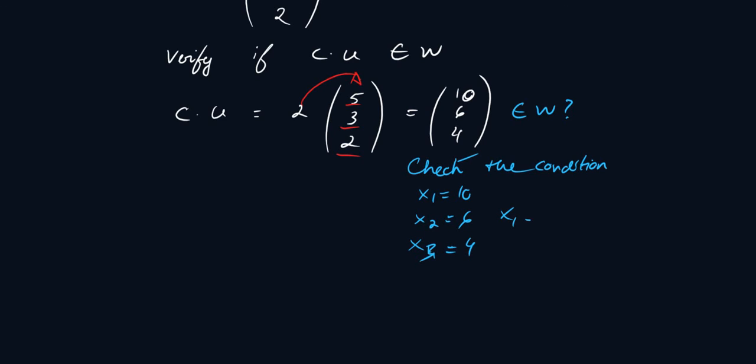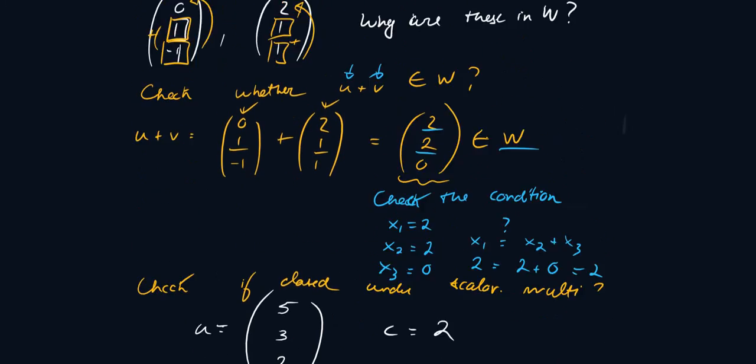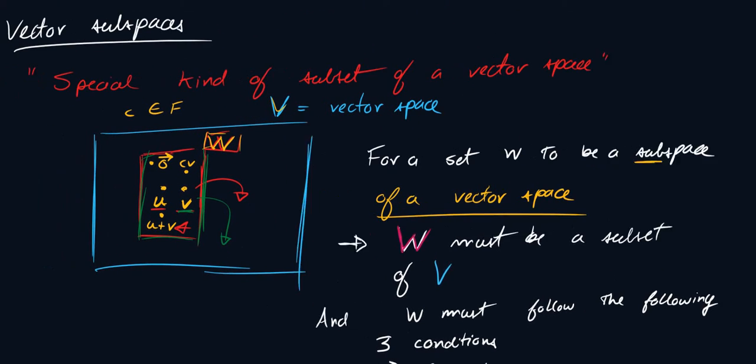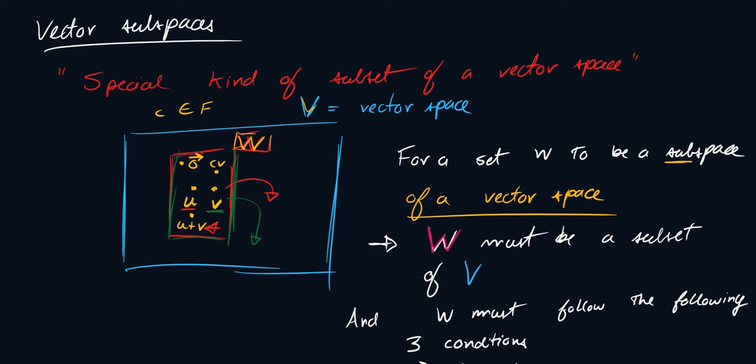Now, is x1 equal to x2 plus x3? Well, 10 is in fact equal to 6 plus 4. So yes, that is the case. The condition is met, and so this vector cu belongs to W. Okay, so that was an introduction to vector subspaces. We'll do actual proofs for vector subspaces next.